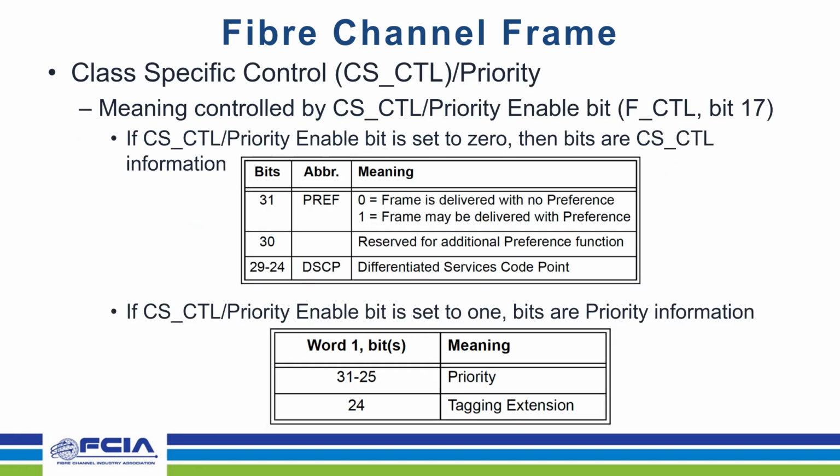And that moves us into the class-specific control / priority field, where the meaning of this field is controlled by a bit in the F control. That's bit 17. We'll hit that in a bit. If that bit is set to 0, then the bits are CS control information, and there's the table that we have there. So we got preference and differentiated services code point information. If the bit is set to 1, then the bits are interpreted as priority information. So we got a bunch of bits for priority, and we allocated a bit for tagging extension.